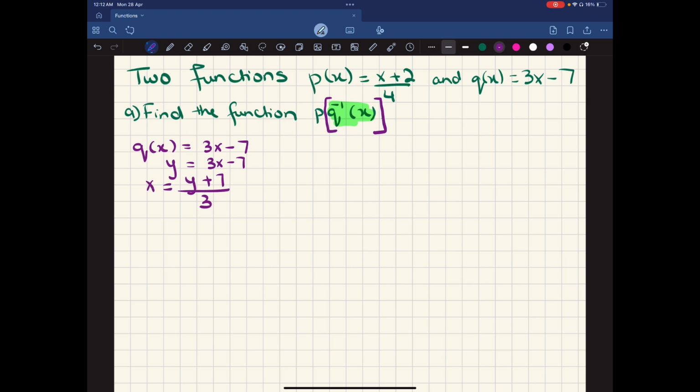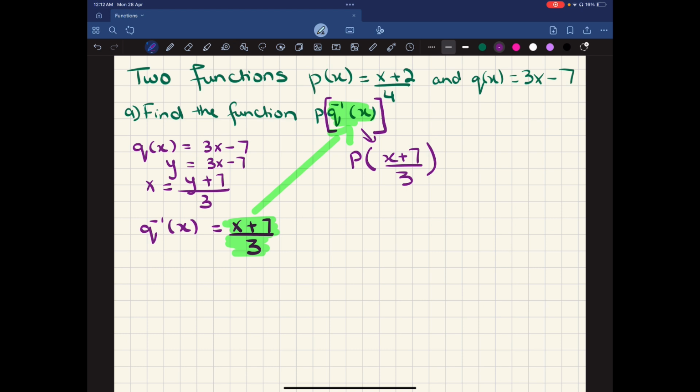Okay, and then we're going to make our replacements. Replace x with the inverse function. Replace y with x. So this is the inverse function of q. Okay, and we're going to substitute it in here. So p into, let's make the replacement, x plus 7 over 3.